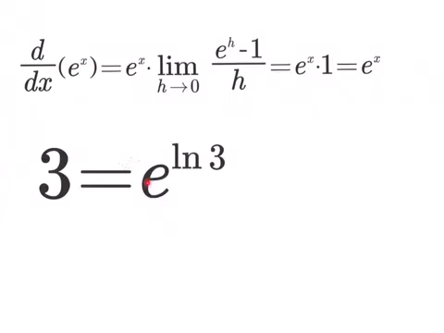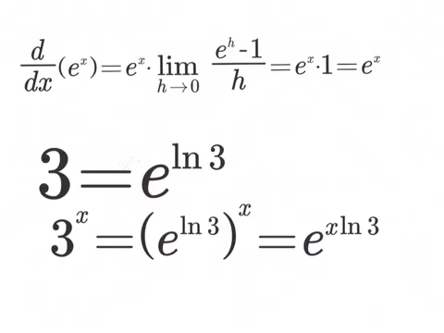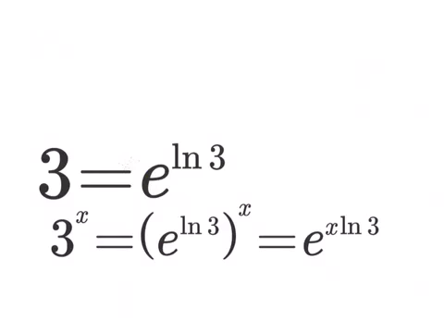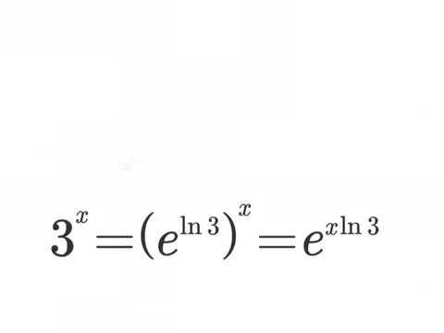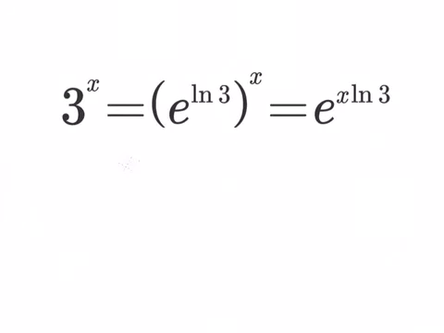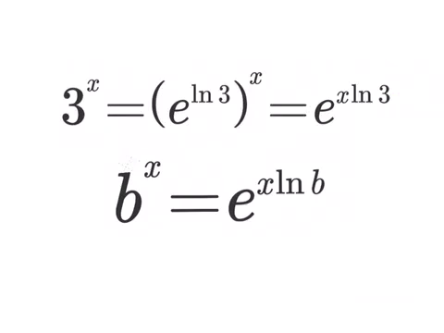so how does that help us? Well, it means that 3 to the x would be equal to e to the natural log of 3, to the x, which is then e to the x times the natural log of 3. Or, more generally, that b to the x is equal to e to the x times the natural log of b. And that's what's going to help us.